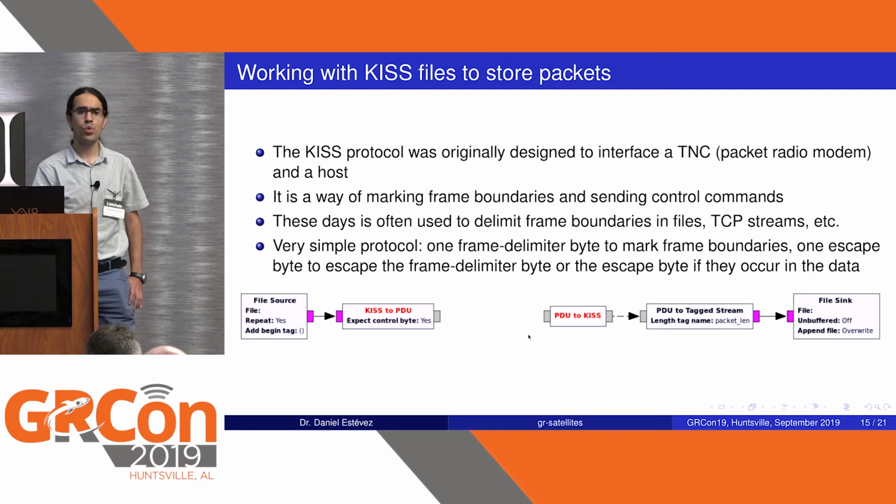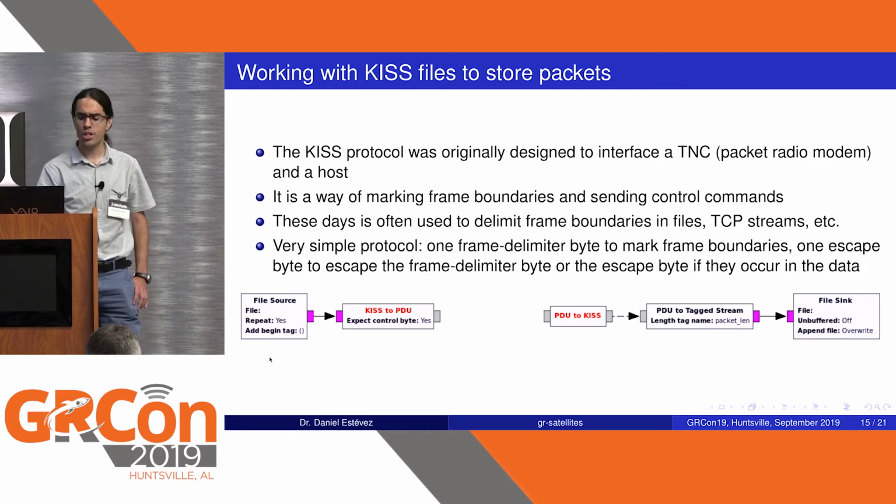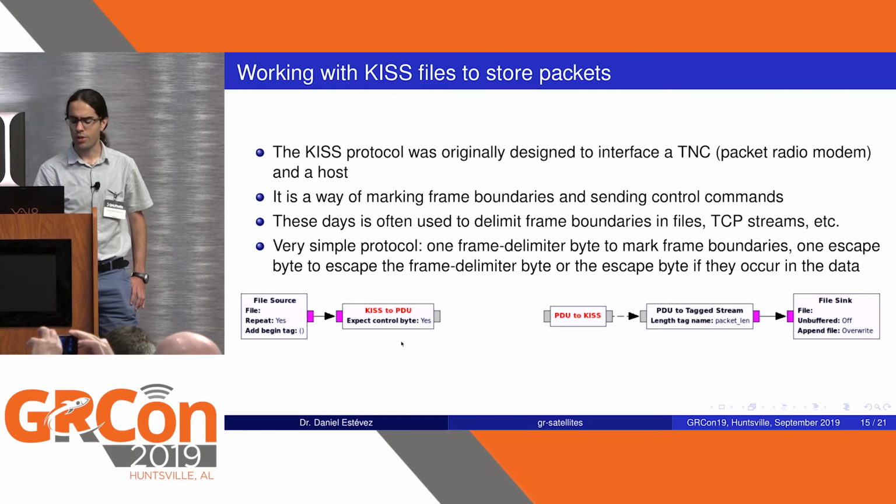For example, let's say you want to save some PDUs into a file. You can plug your PDUs in here and send this to a tagged stream to stream of bytes and to the file sink. And to recover or to read those PDUs, you just hook up the file source into the KISS to PDU block and recover your PDUs.